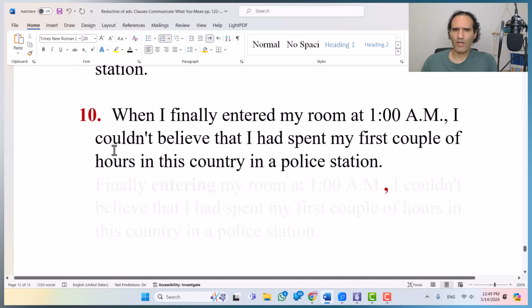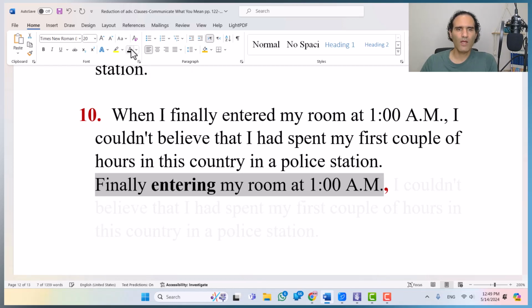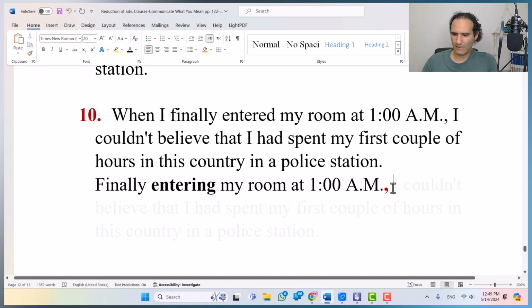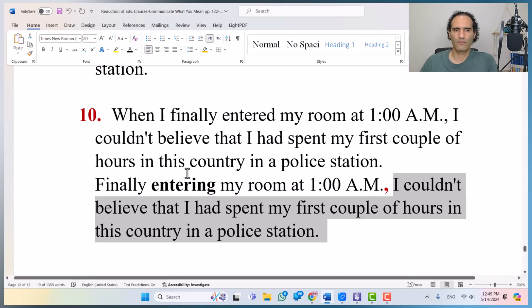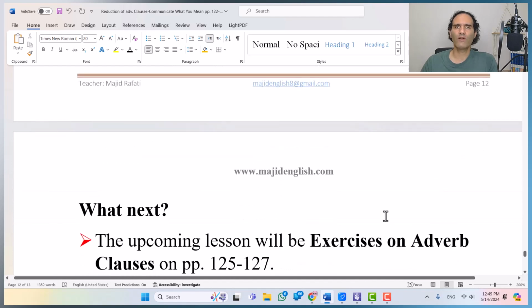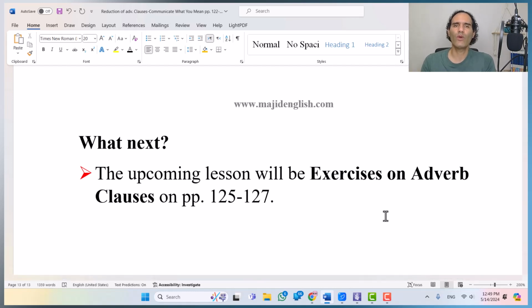Number 10. When I finally entered my room at 1 a.m., I couldn't believe so. Subjects are the same. We can reduce it. Finally entering my room at 1 a.m., I couldn't believe that I had spent my first couple of hours in this country in a police station. Okay? So, this was the story of reduction of adverb clauses in 2 phases, with when, while, because, or without.